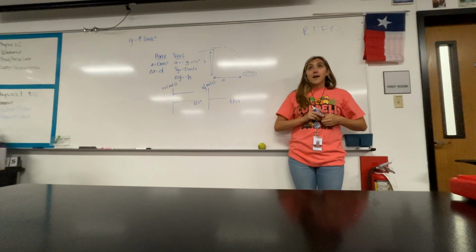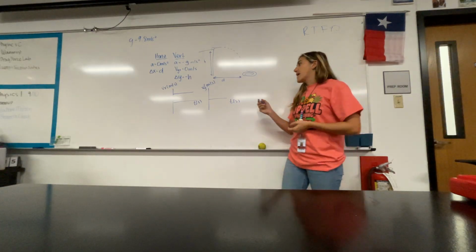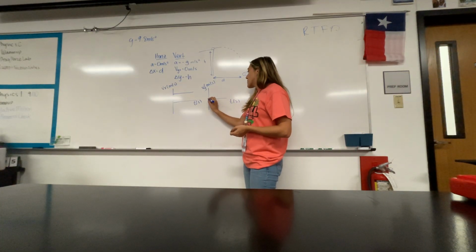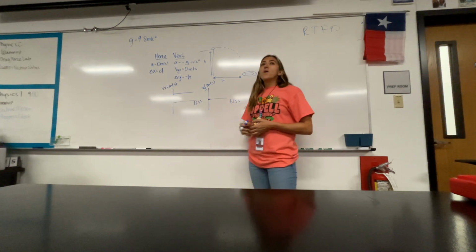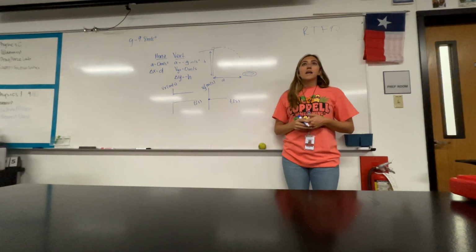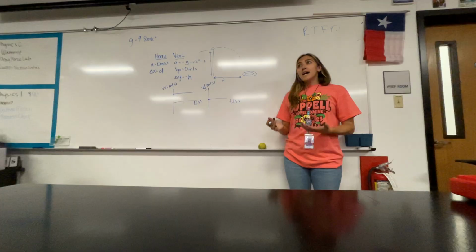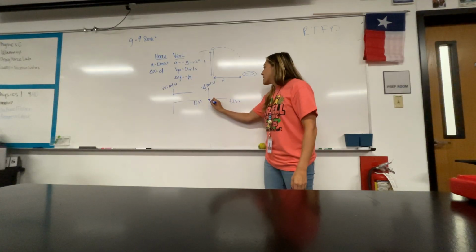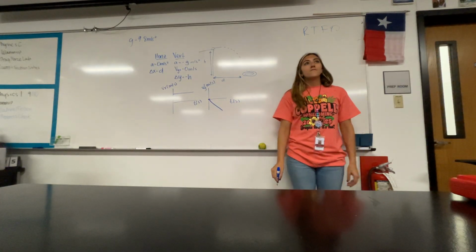In the vertical direction, I know where I start. What's my initial velocity? 0. And then what should my slope be for this? It's going to be constant and negative. So I have a constant negative slope.